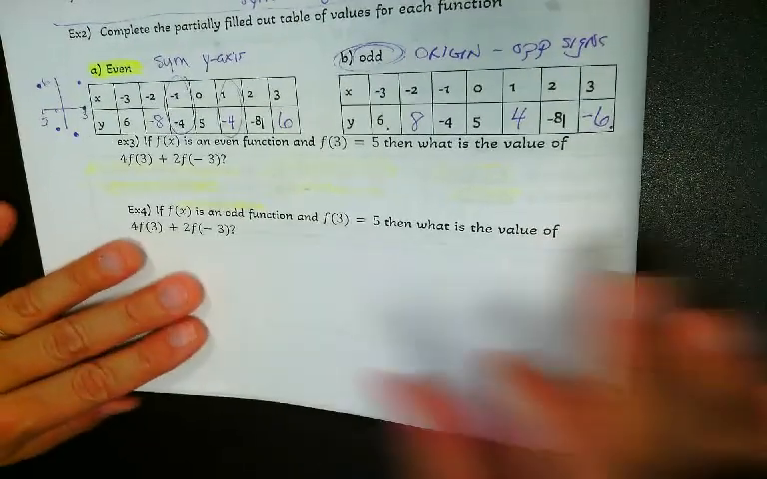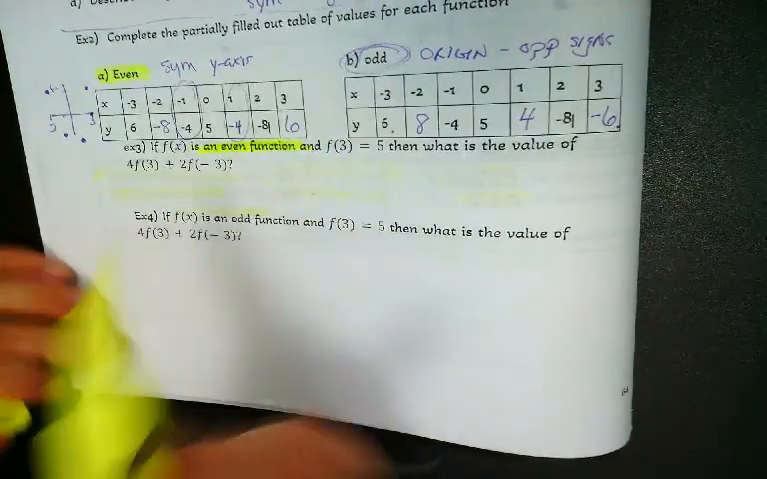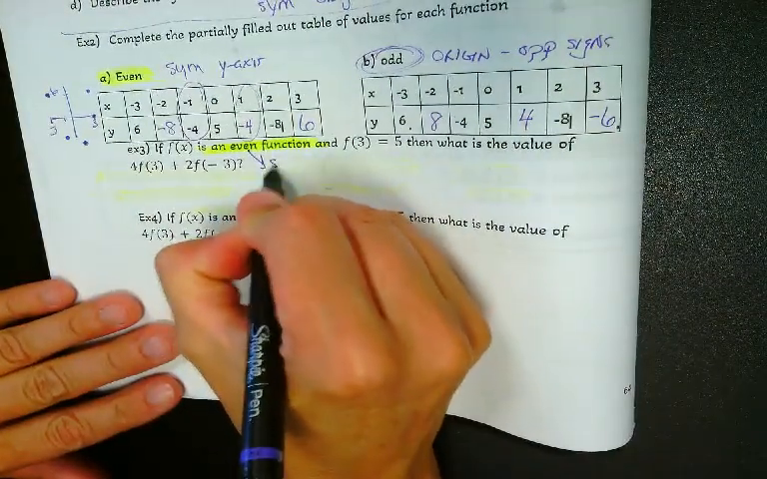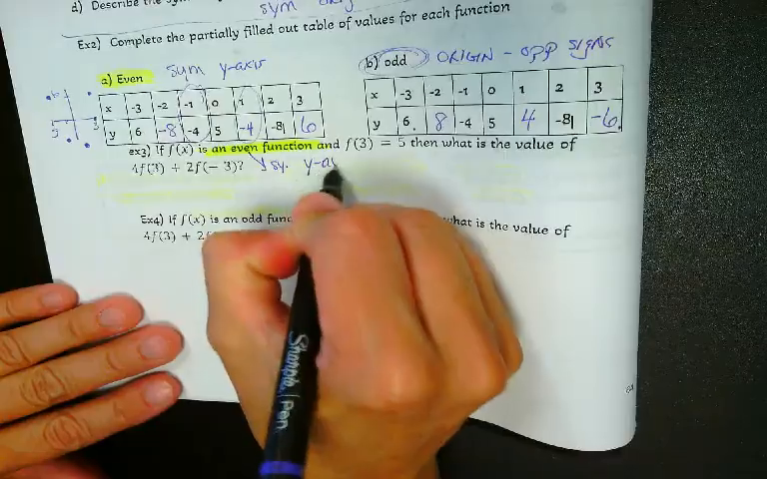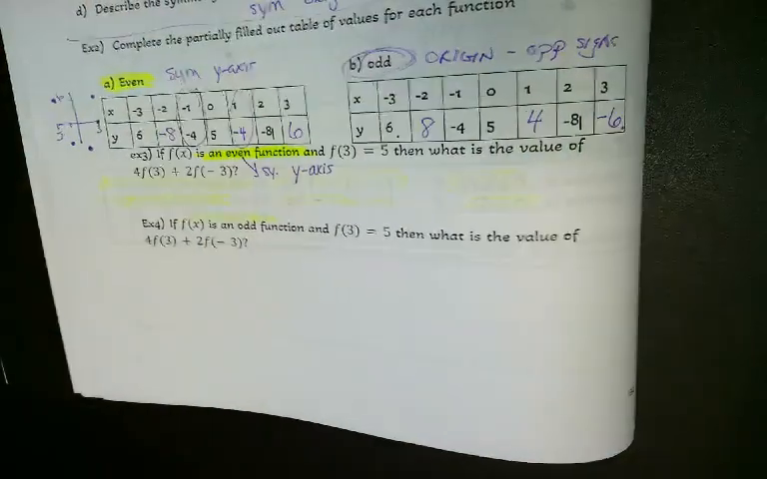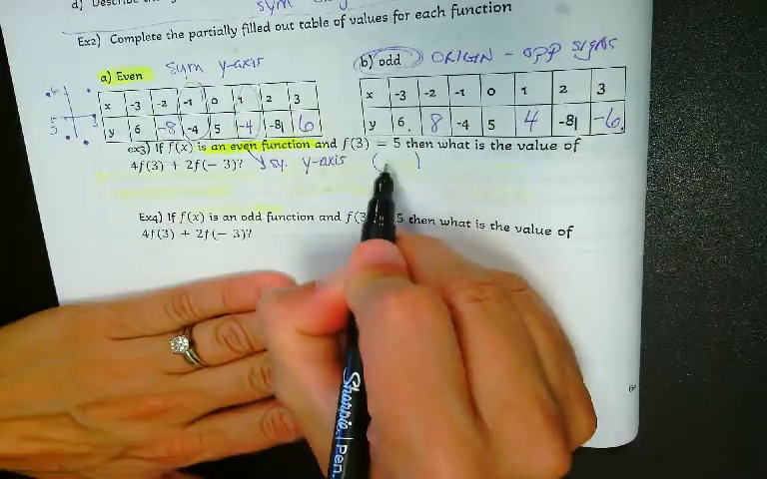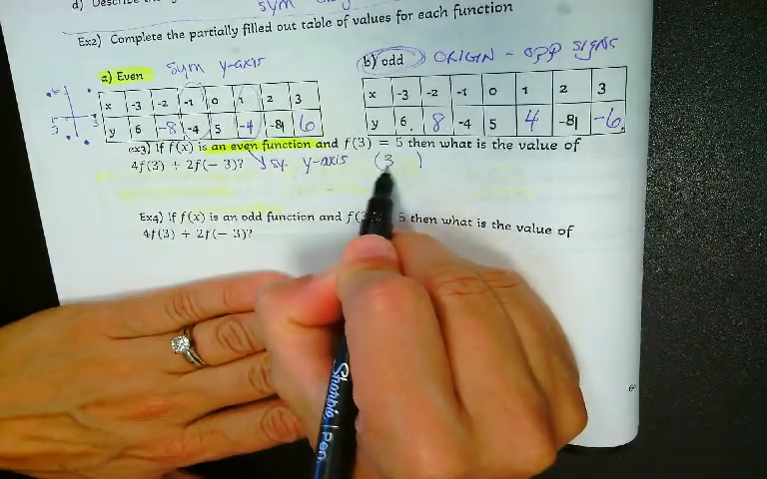All right, example 3. F of x is an even function. Highlight that for yourself. That's going to give the answer away. That's your hint. So even, my brain's going symmetric to the y-axis. And I know f of 3 is 5. That is like saying I have what point? Who, comma, who? 3, 5.